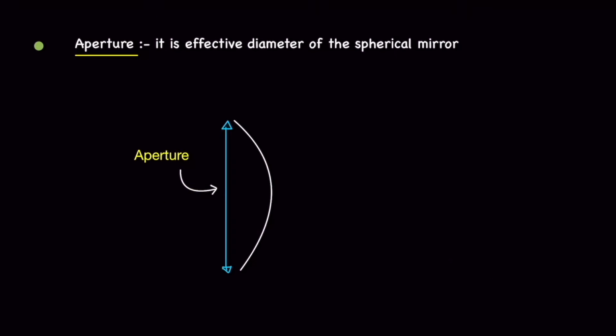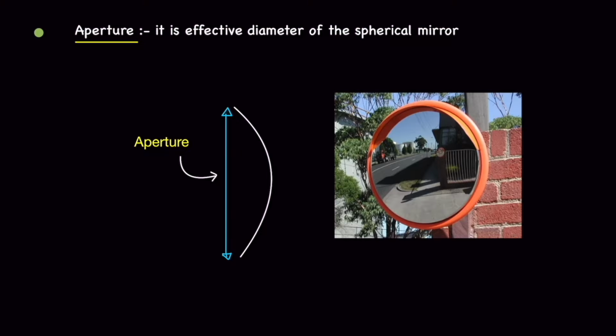Next is aperture. Aperture is defined as the effective diameter of a spherical mirror. Suppose you have any spherical mirror, the diameter of the spherical mirror is considered the aperture. Suppose you take a concave mirror and measure its diameter, then it is defined as the aperture. For your better understanding, I took an example. This is a spherical mirror and it's a convex mirror. If we measure its diameter, this is the aperture.